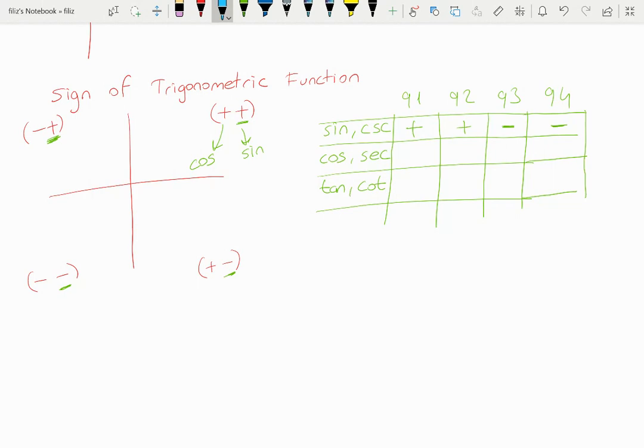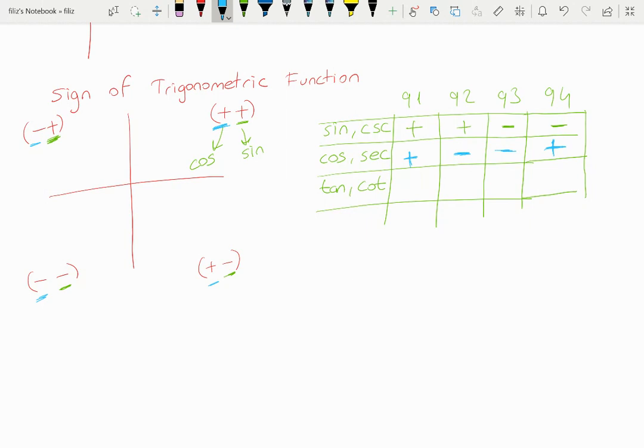How about cosine? In the first quadrant it is positive. In the second quadrant it is negative. Third quadrant is negative, and fourth quadrant is positive. Okay, it's easy from the unit circle or the coordinate plane.